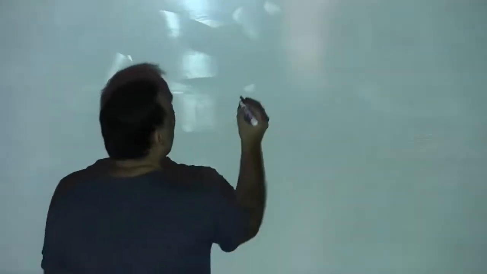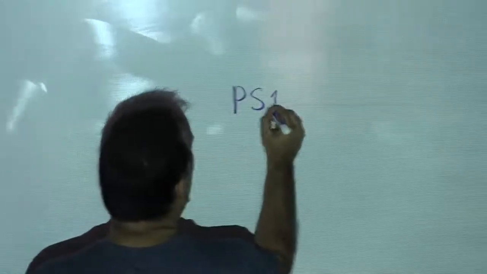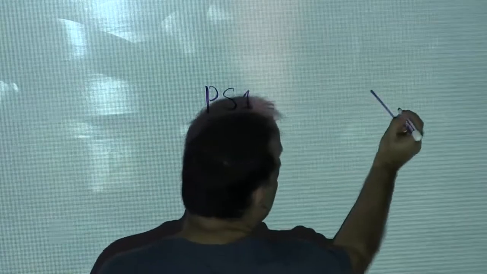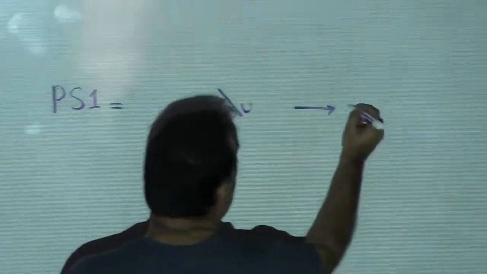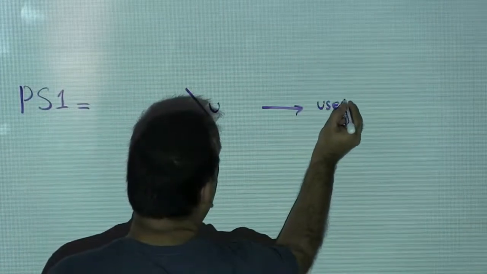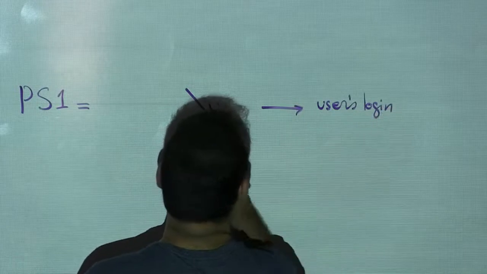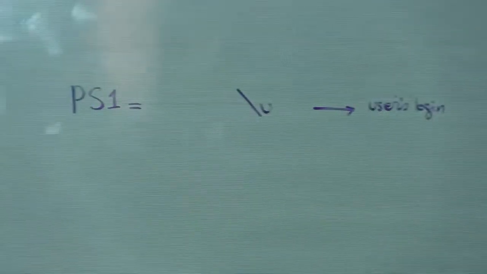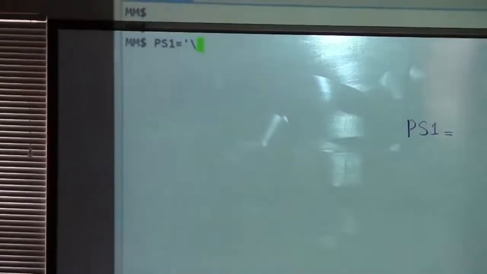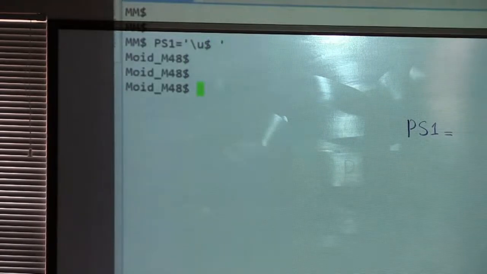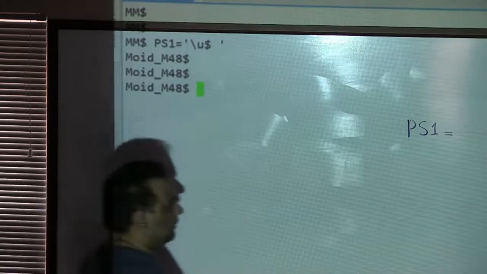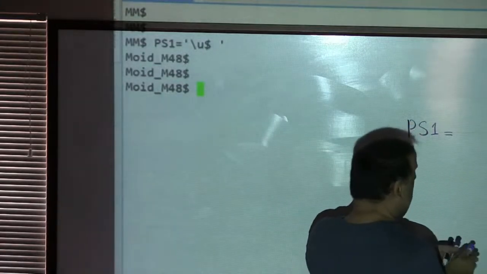Now, some of the most famous PS1 settings. If I set PS1 to \u, it is going to change to your user's name, your user login. Let's try this. What do I mean by that? If I say PS1 equal to \u followed by a dollar and then a space, there you go. It has converted to my username. Now you just need to remember that is \u.